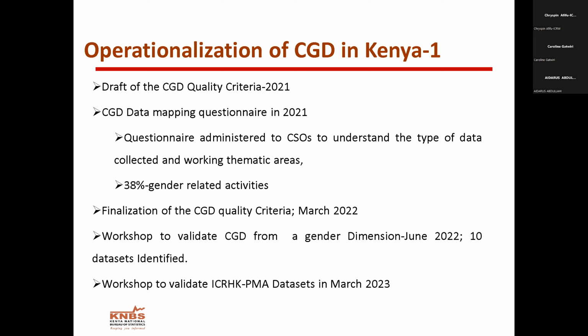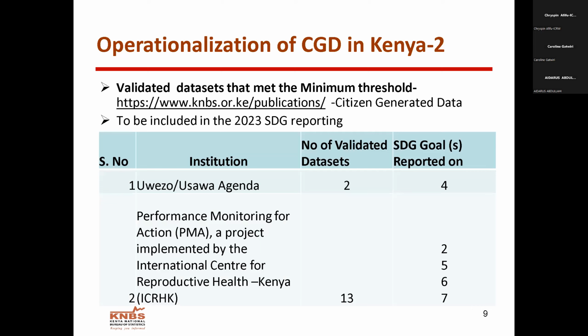And we wanted to look at the data, especially on the thematic areas we're not doing well for the SDGs, and see if we can get data for scoring, score it, and then use it for reporting on SDGs. And it was a very good workshop. It was very interactive. And we managed to get 2 data sets from Uwezo and Usawa Agenda that we used for reporting on Goal 4, that is on education, in 2022.